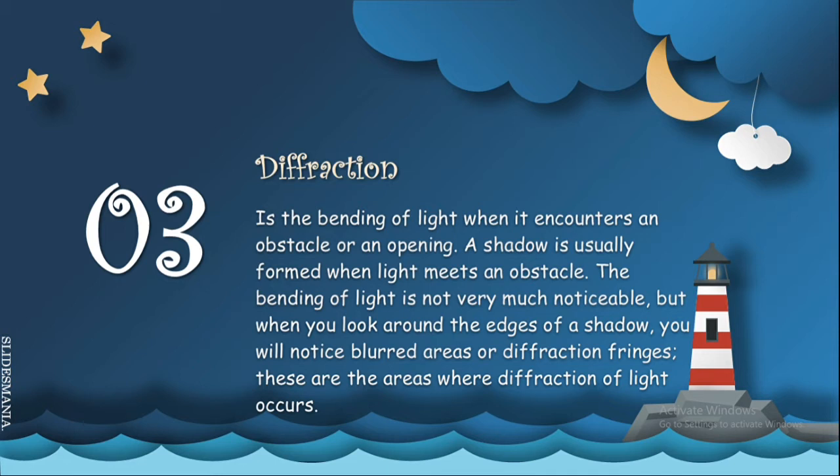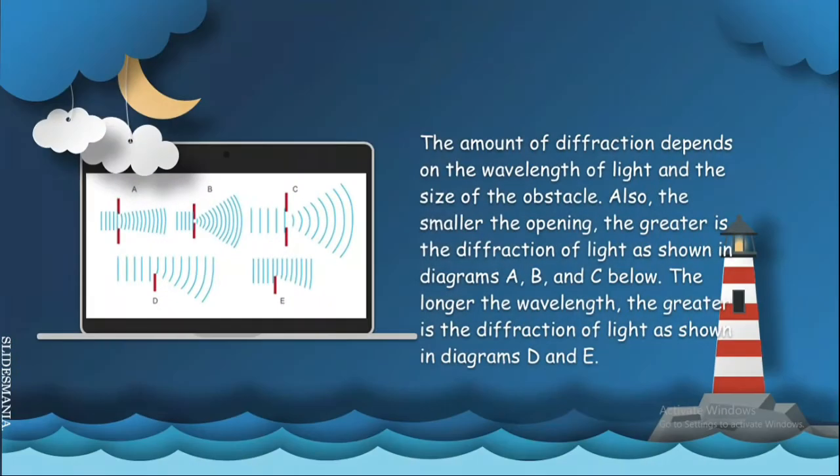Diffraction is the bending of light when it encounters an obstacle or an opening. A shadow is usually formed when light meets an obstacle. The bending of light is not very noticeable, but when you look around the edges of a shadow, you will notice blurred areas or diffraction fringes. These are the areas where diffraction of light occurs.